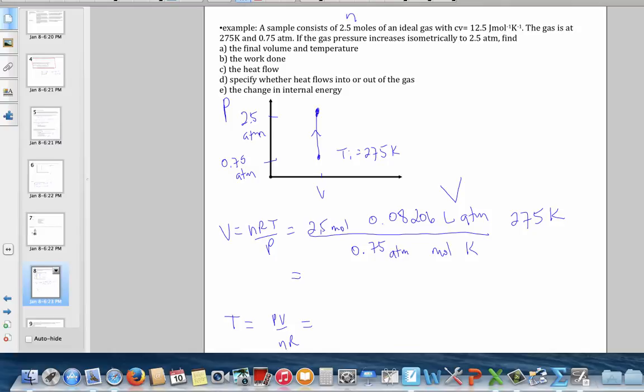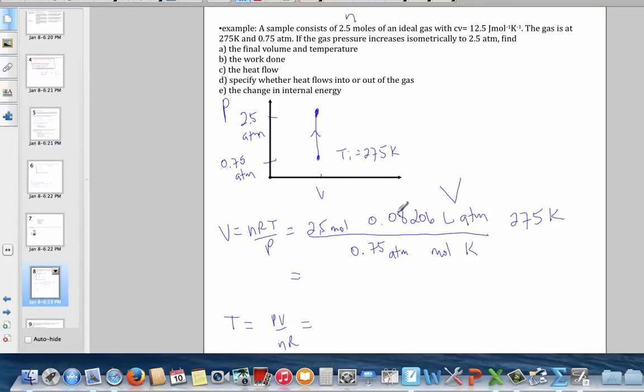Okay, so we substitute in the number of moles, 2.5. I use the liter atmosphere per mole Kelvin version of the gas constant here because I had the pressure in atmospheres. And the temperature in Kelvin at the initial point is 275 Kelvin. So solving that for volume, we get 75.22 liters. And of course that will be the final volume as well because it's isometric and the volume's not changing.